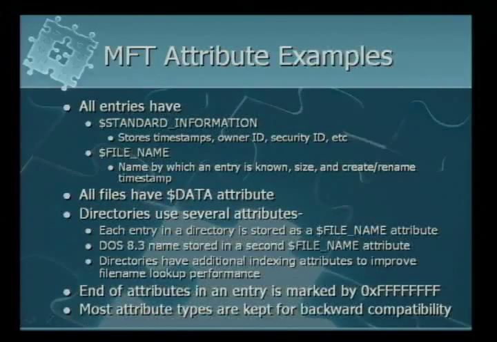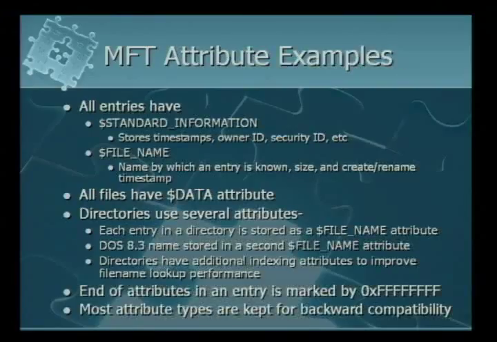A few more real examples of what you'll see during forensic analysis: there are two things that show up immediately, and everyone looks at them, the standard information attribute and the file name attribute. These have your timestamps, your file names, all that sort of information. Basically every file has them, every directory has them. They're just there. All files have a data attribute, of course. Even if the file is zero length, you have a data attribute that says, hey, I have no data.